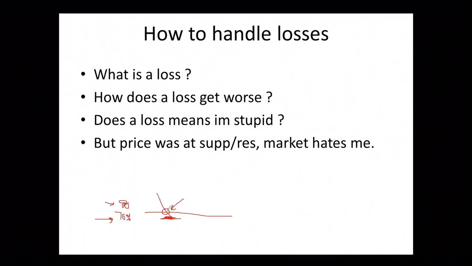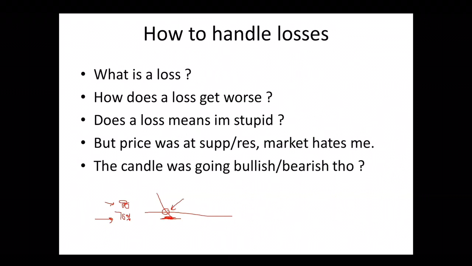Okay, right? So the market doesn't hate you. You probably missed something, because people always say, oh, price was at support, price was at resistance. Or let's say you took a buy, and price was in a bearish trend, and it broke support and hit your stop loss, and you're crying, oh man, but the daily was bullish, and I still took a loss. The candles were bearish. Why did it happen?